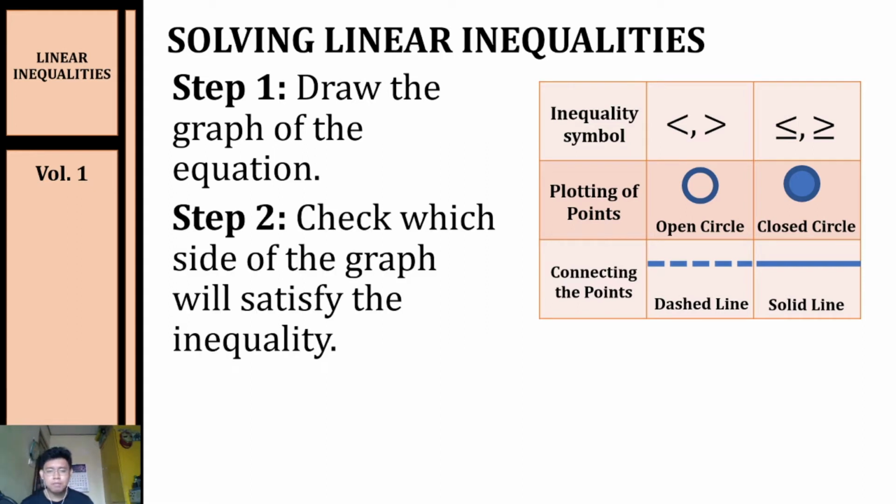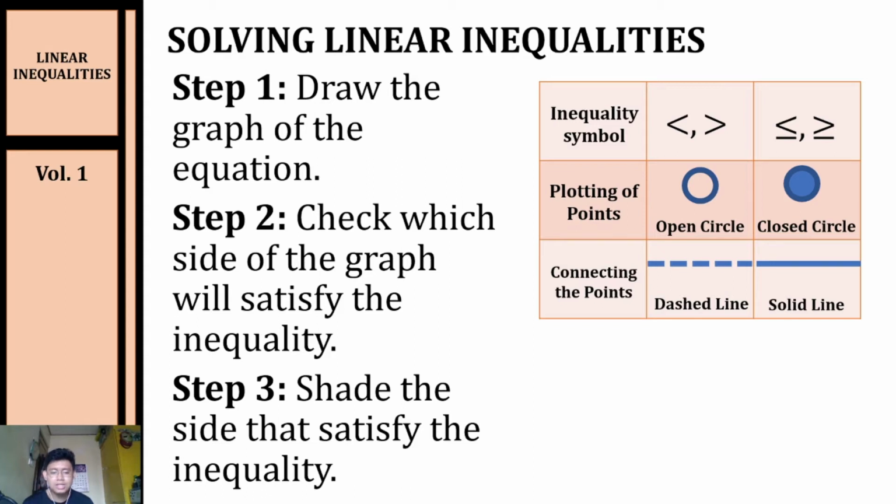So, second step is to check which side of the graph will satisfy the inequality. We're going to use a testing point and substitute it to our original inequality and see if it satisfies or not. Third step is to shade the side that satisfies our inequality. Now, let's have some examples in solving linear inequalities.